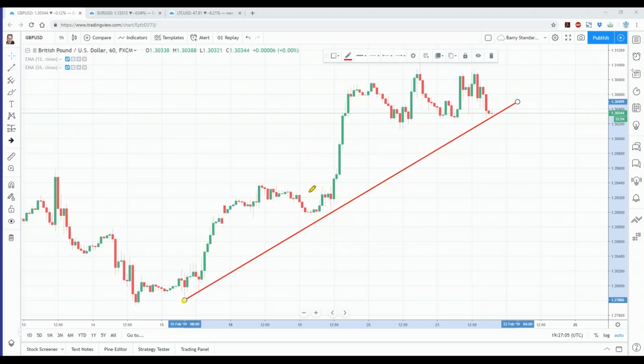Actually, this is a very, very nice trend line. It's a beautiful trend line and a beautiful trend, because even if I would have drawn it earlier, as price moved, it was never broken. It's still good, and it's still a very good trend line.